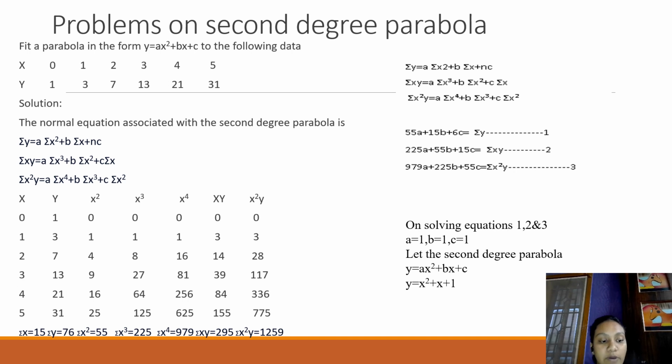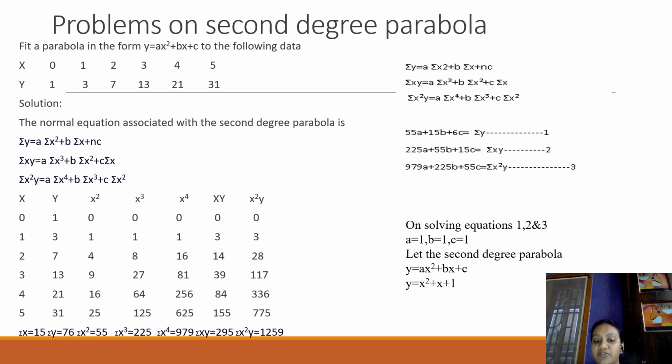Now solving the above equations by substituting the values we have found in them, we get 55a plus 15b plus 6c equals 76, which is equation 1, and 225a plus 55b plus 15c equals 295, which will be equation 2. And 979a plus 225b plus 55c equals 1259, which will be equation 3.